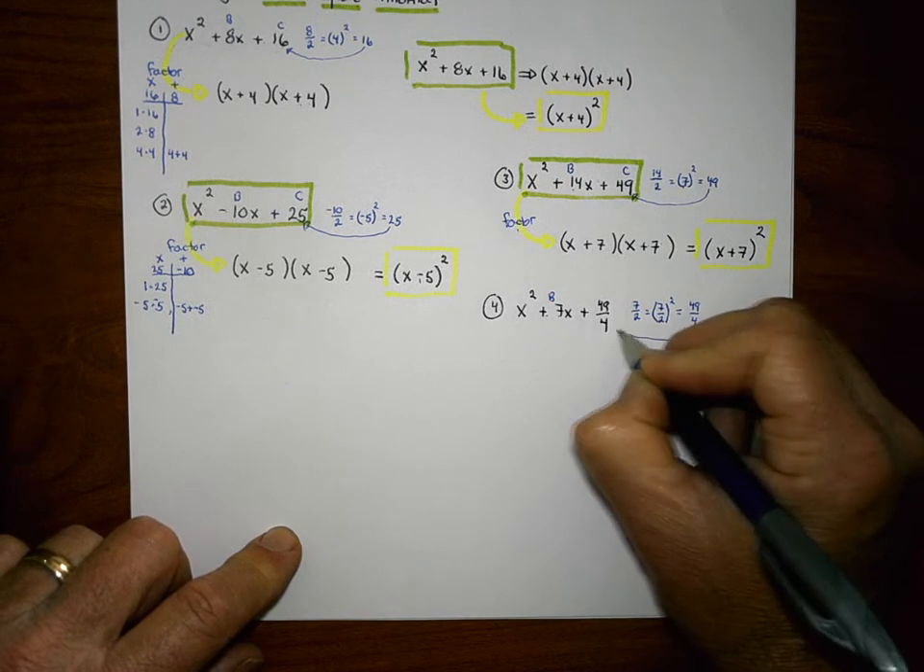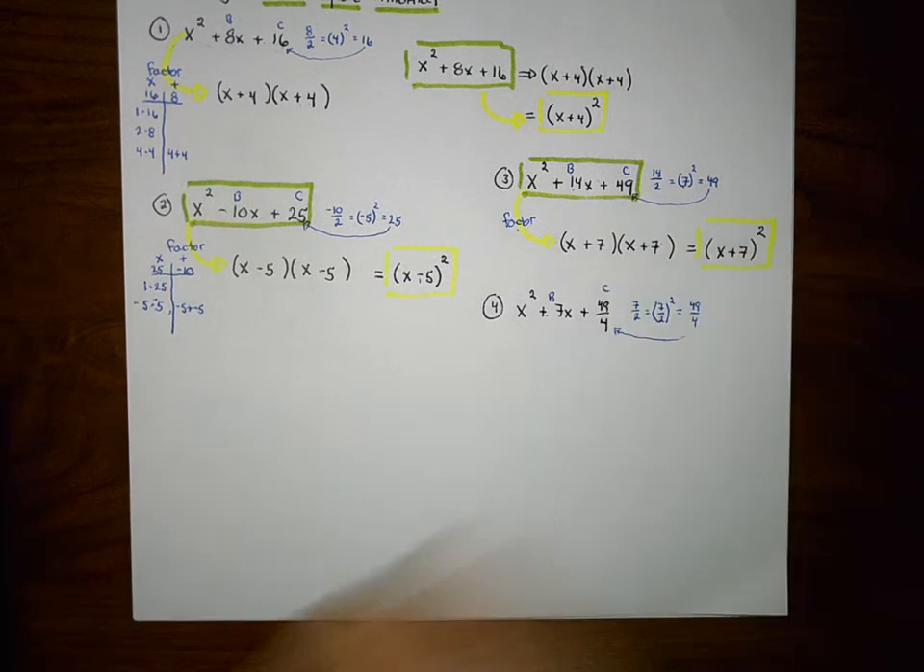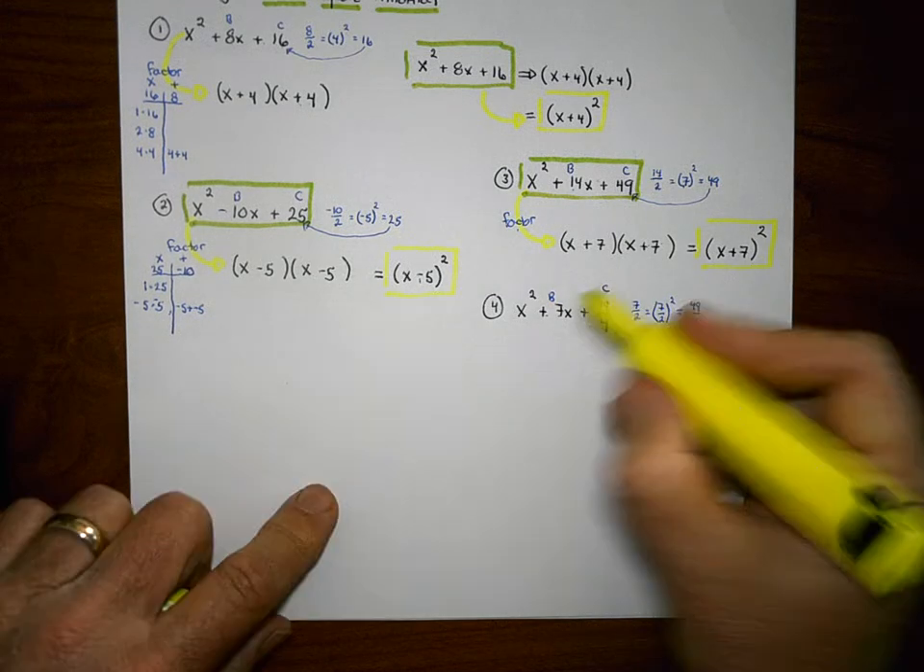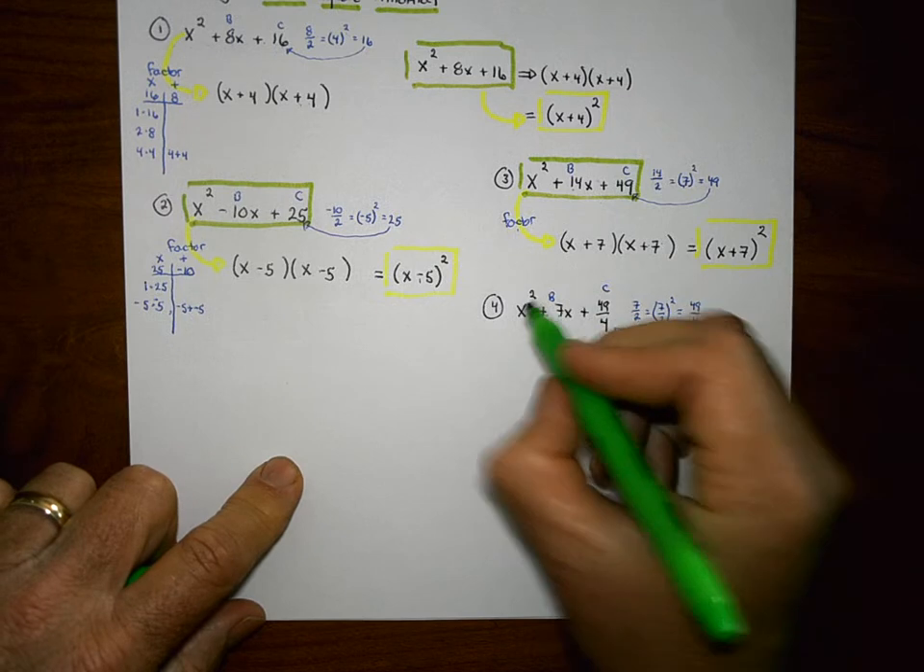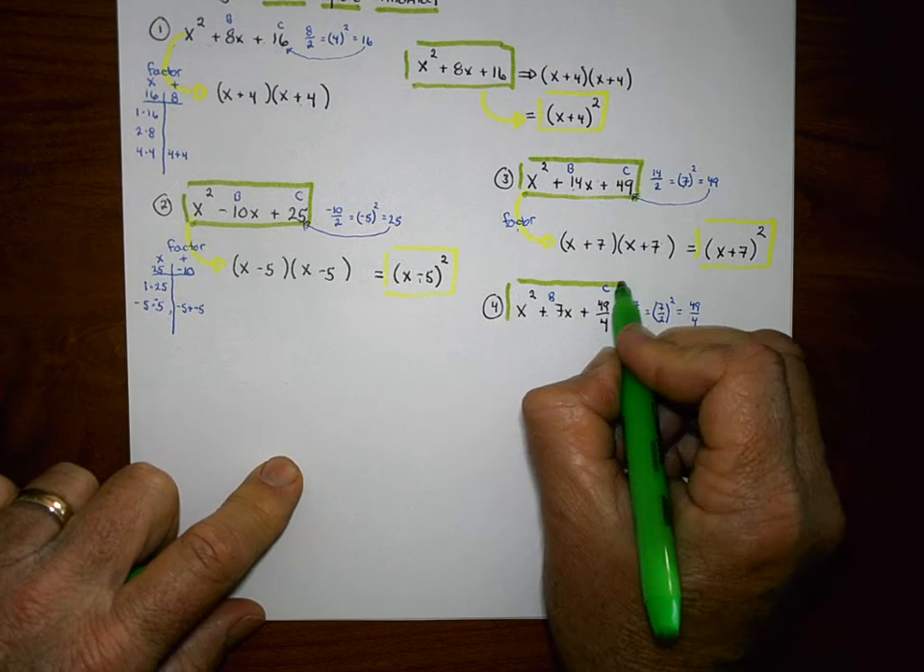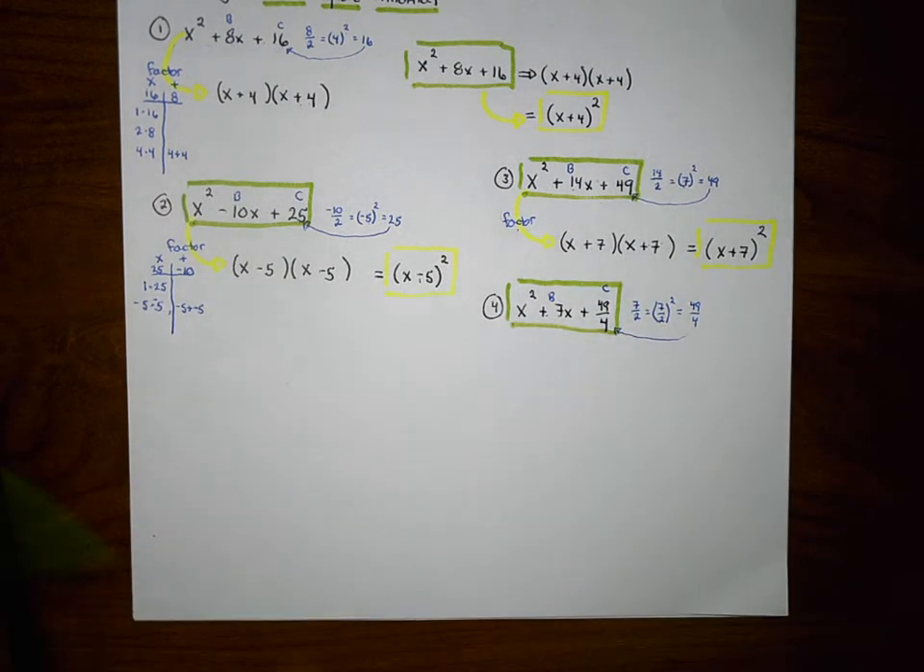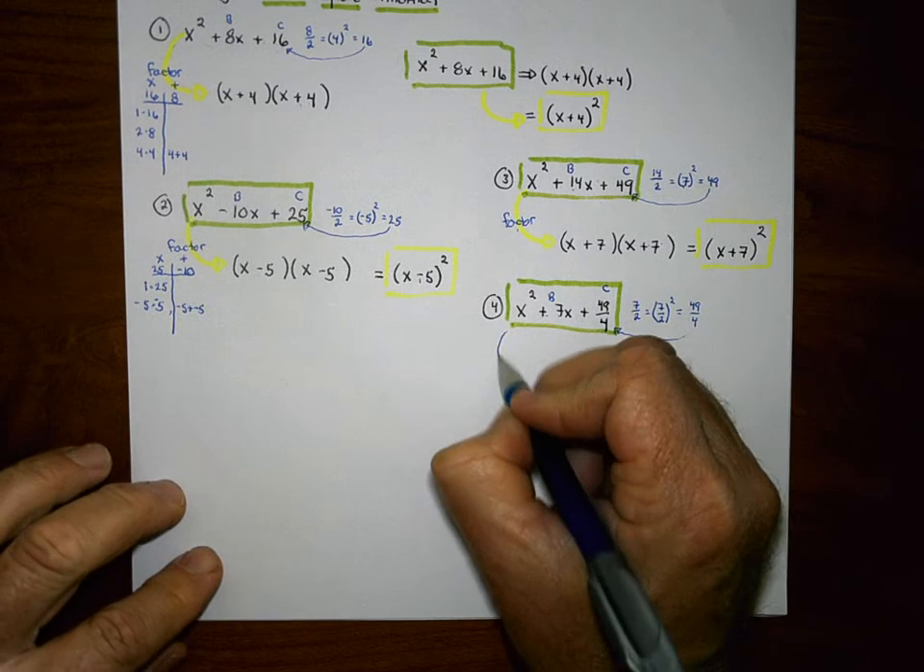Notice that's your c value. So that means that this is a perfect square trinomial right here. Okay, so we can follow the pattern of how to factor this perfect square trinomial. All right, so we're going to factor it out.